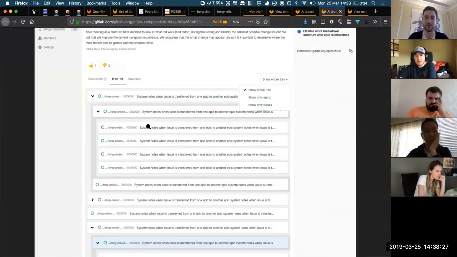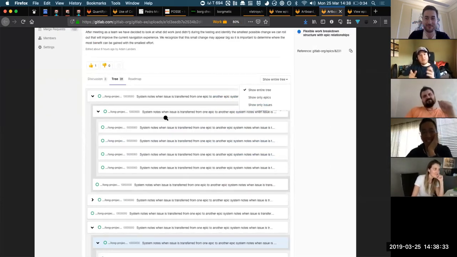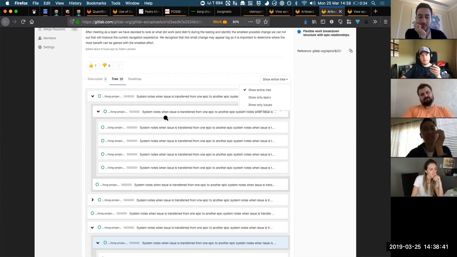Or can I ask a question? Sure, that's what we're here for. Yeah, sure. So with your idea of having the tree and the roadmap in the same view, would that mean that if you drag and drop a child epic to reorder it, it would automatically change the view of the roadmap in real time?